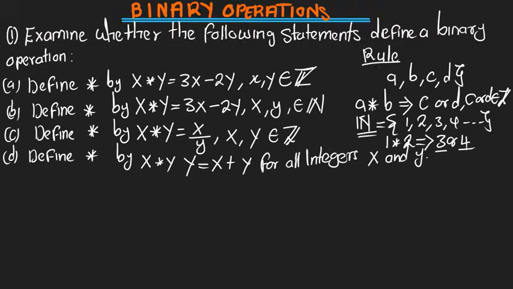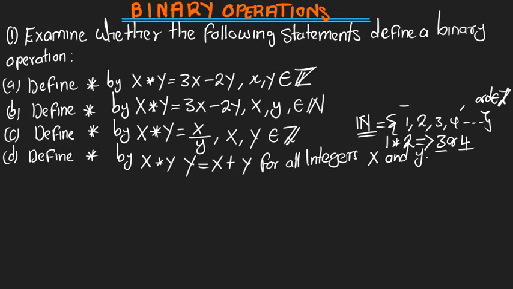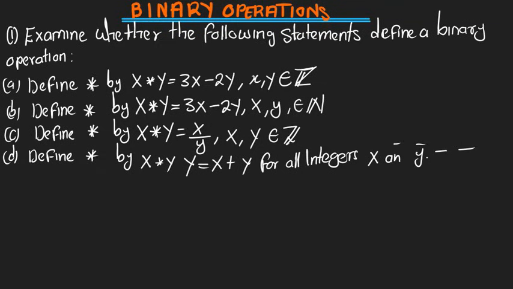Now for this one, they've only asked us to define whether star is a binary operation over the particular equations that we have been given. Okay, let's work it out. Solution. So for the first one, they're saying we define x star y, where the equation is 3x minus 2y, where x and y are members of integers. So let's try to prove that one.